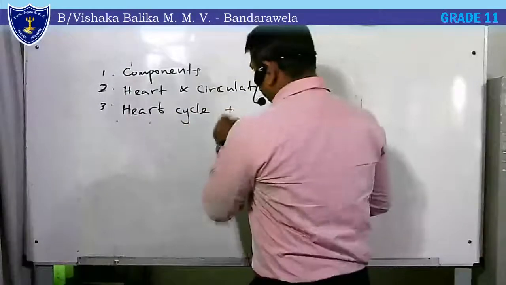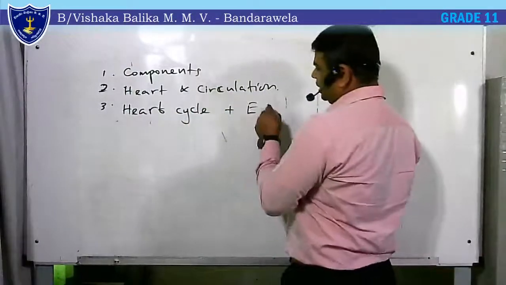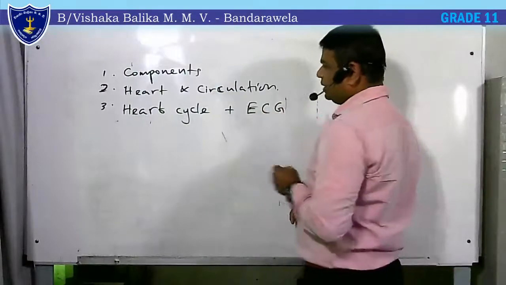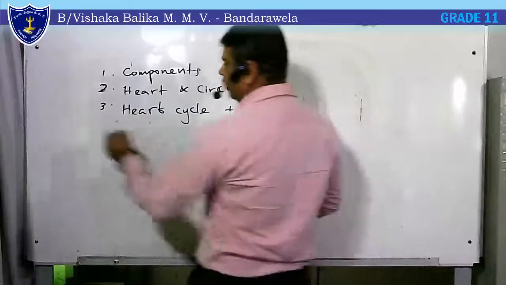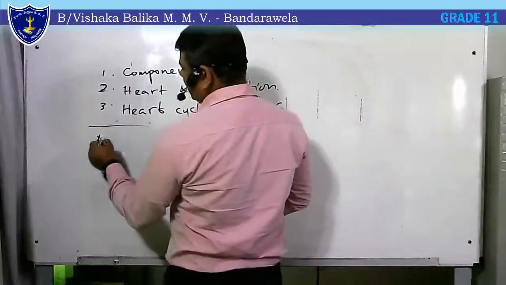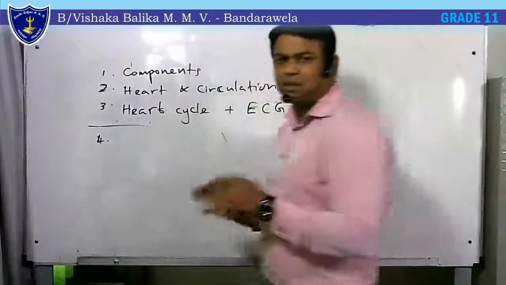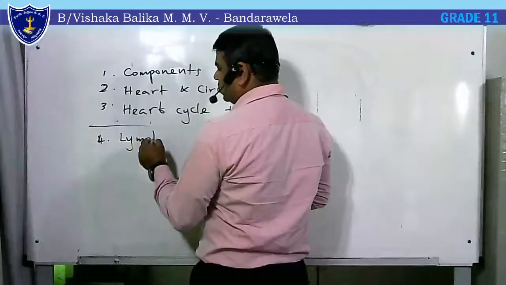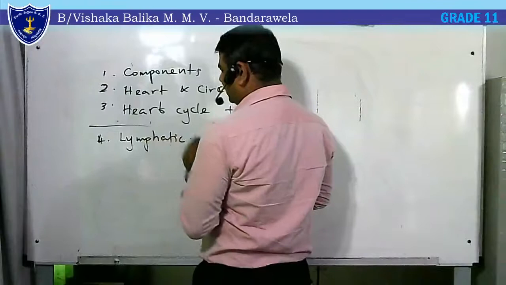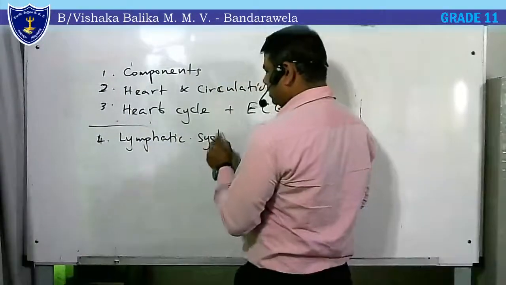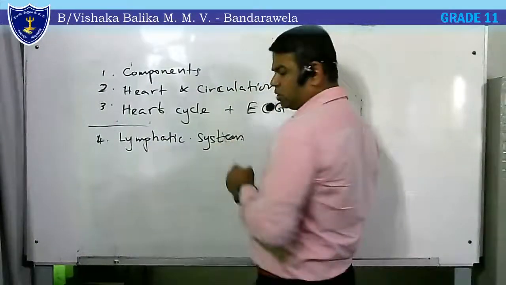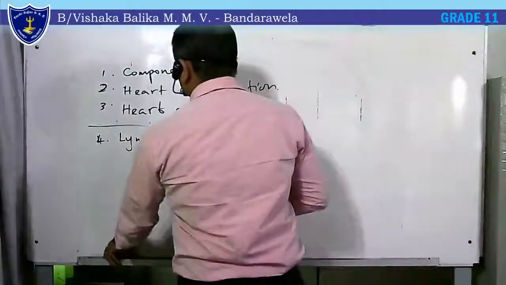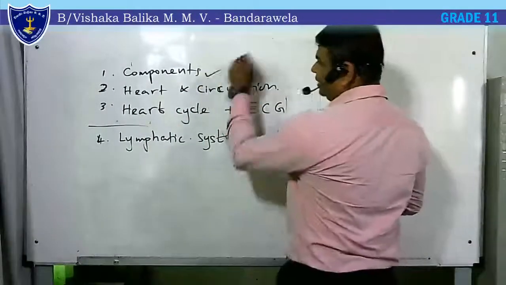And there is a related topic with this, the electrocardiograph, the ECG. And number four is the associated system. There is an associated system to the blood circulatory system, that is the lymphatic system. We must discuss the lymphatic system also.